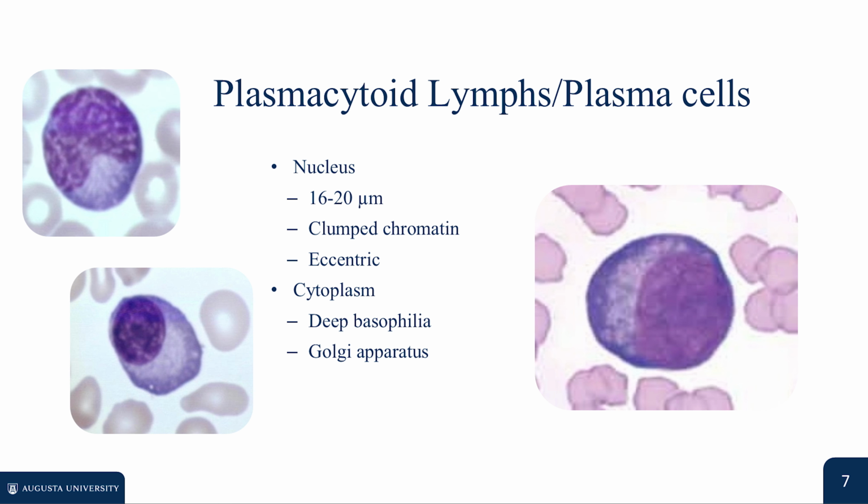When B lymphocytes undergo terminal differentiation following antigen stimulation, they transform into plasmacytoid lymphocytes and fully mature plasma cells. These specialized cells are dedicated exclusively to mass antibody synthesis and secretion.